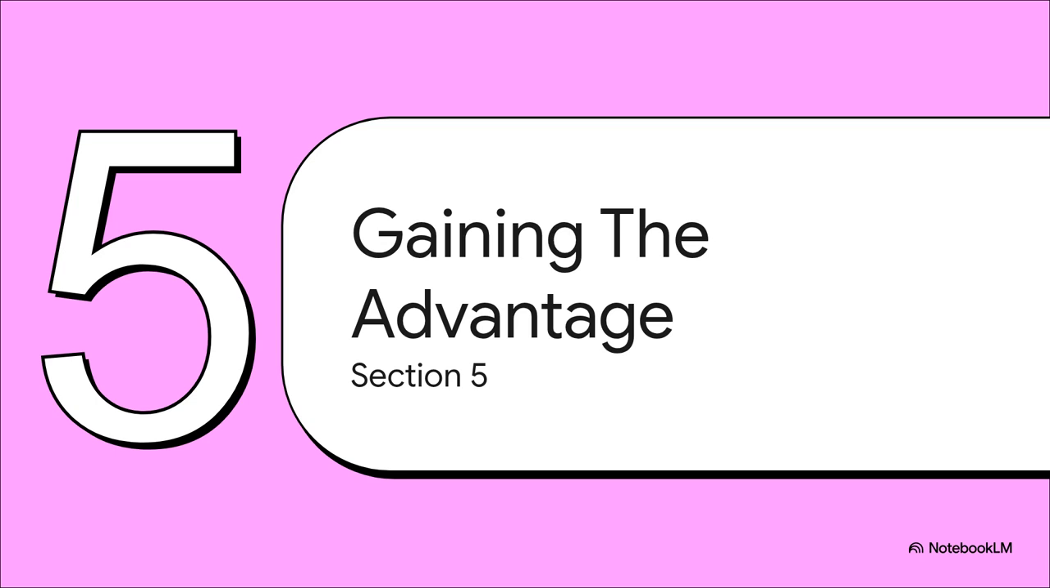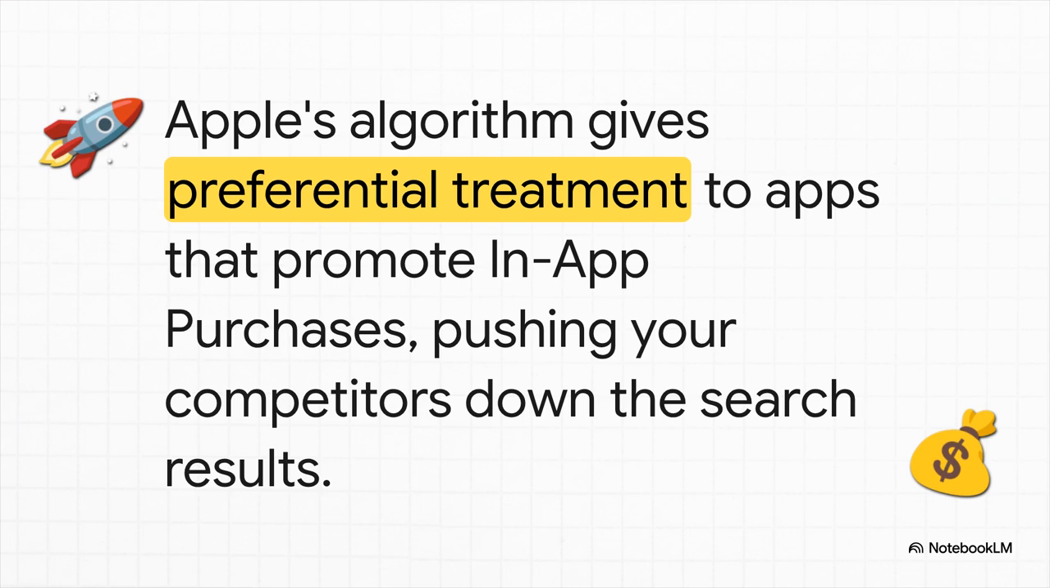Once you've got all the fundamentals nailed down, there are a few extra tricks. Think of these as secrets that can give you a real algorithmic boost over everyone else. All right, here's an easy win. If you have an in-app purchase or a subscription, you need to promote it. When you feature it, Apple's algorithm seems to give your app a little boost in the search results. It's basically a simple switch you can flip that can nudge you up the rankings. Why wouldn't you do it?